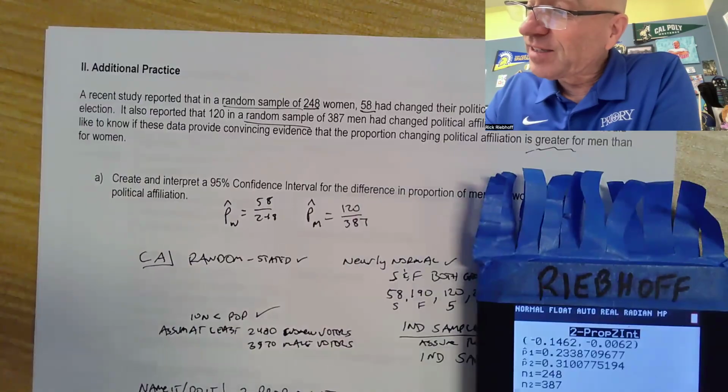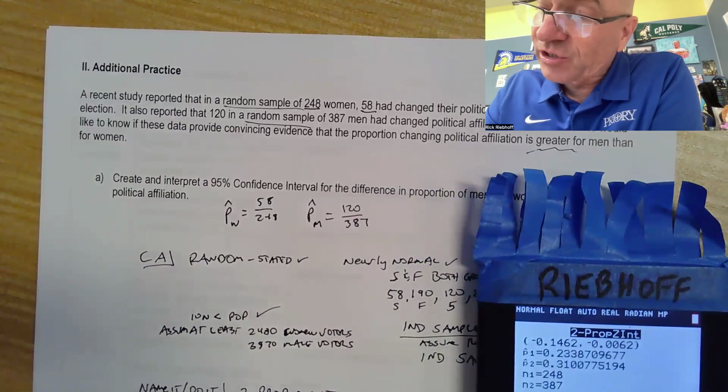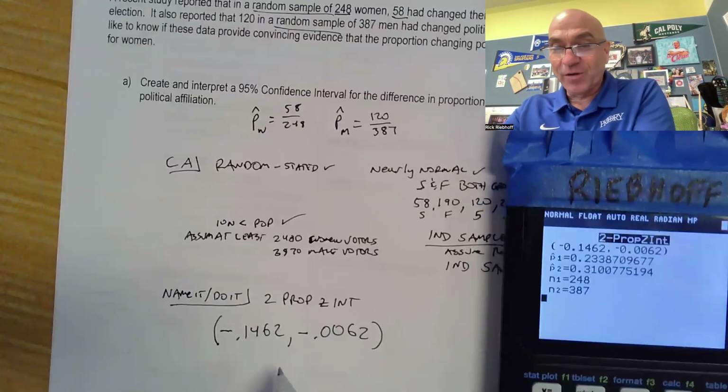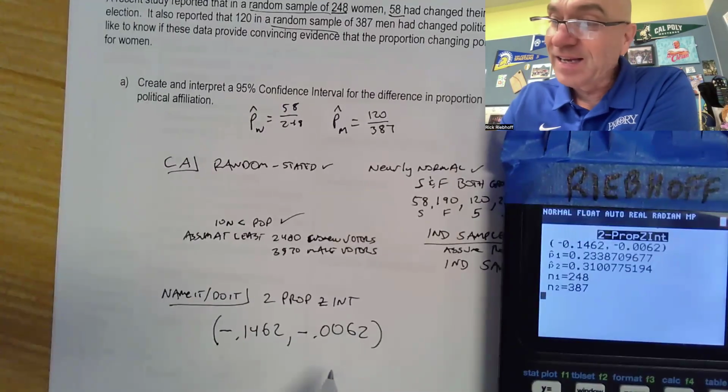All right, our confidence interval is negative 0.1462 and negative 0.0062. Oh, it almost gets to zero, but doesn't quite get there.